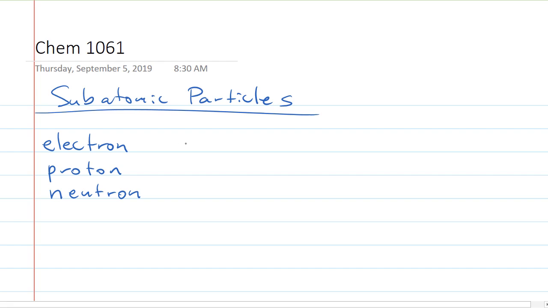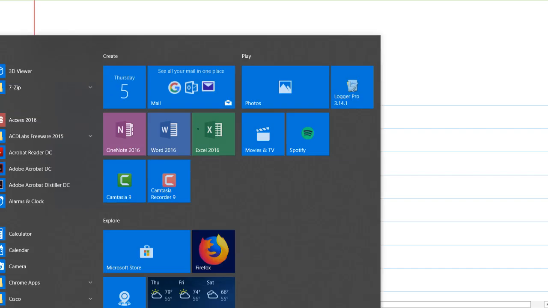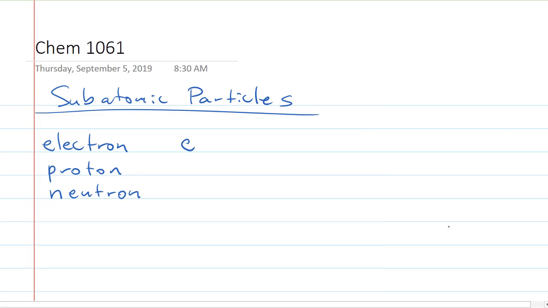So, as far as what you would be expected to know of these, we should have an abbreviation that we're familiar with, which should all make sense. So it's E, P, and N I'll be using. You should know their charges. The charge of an electron is negative. Proton it is positive, and neutron it is neutral.